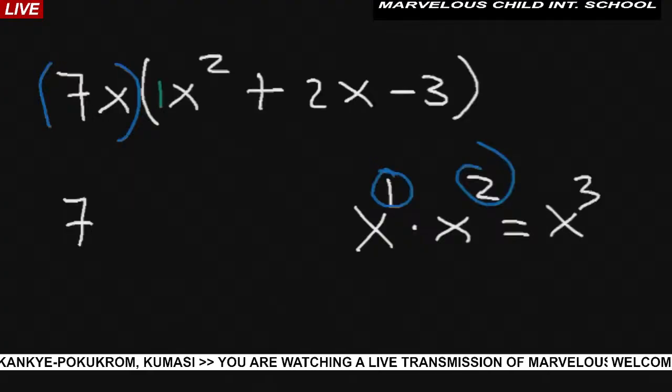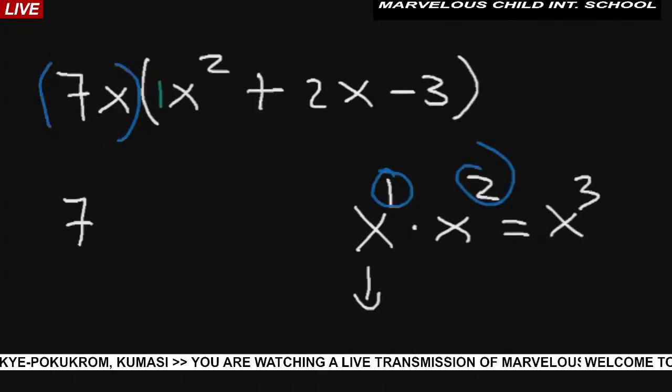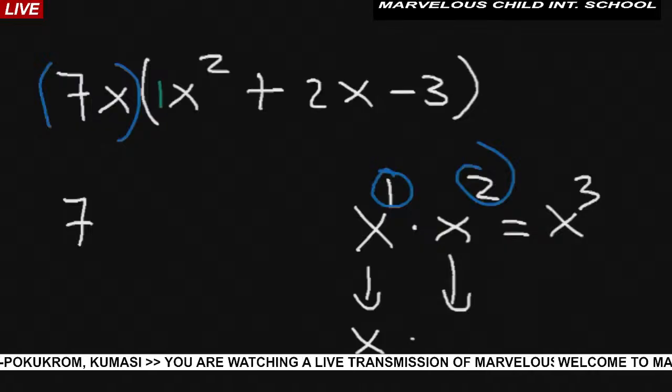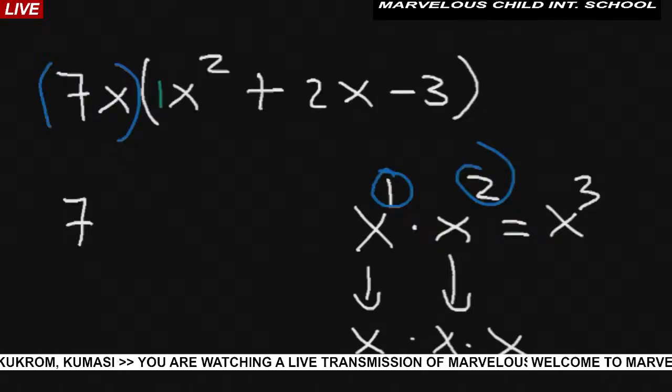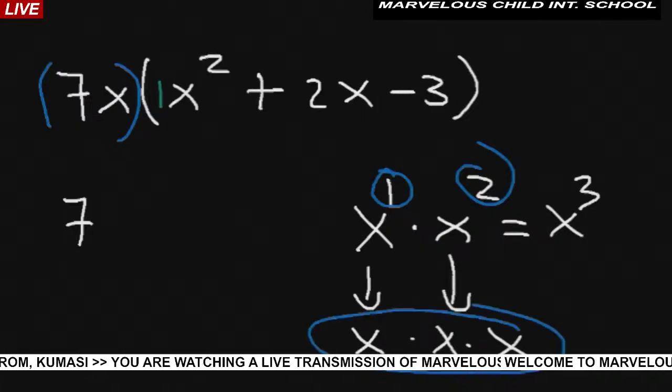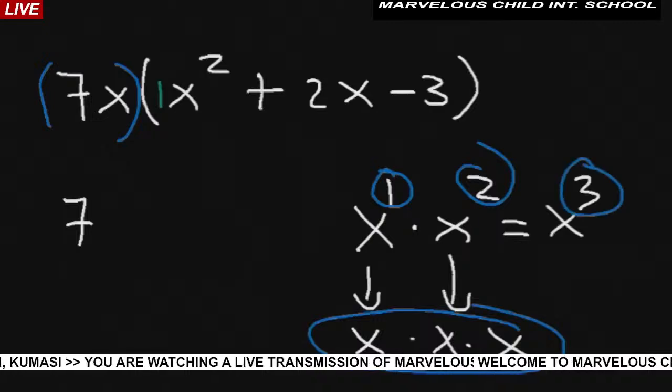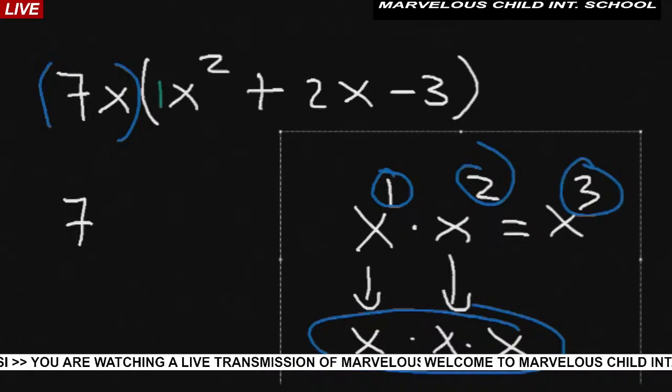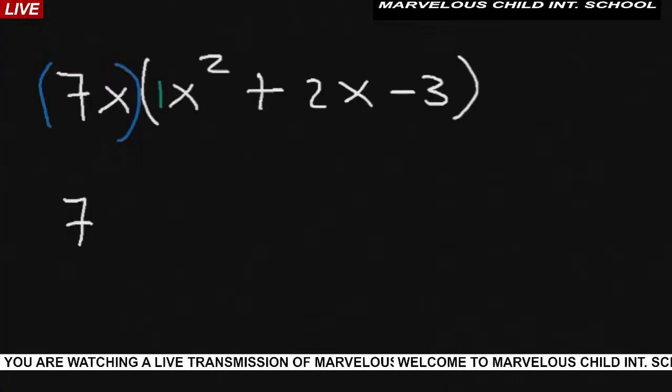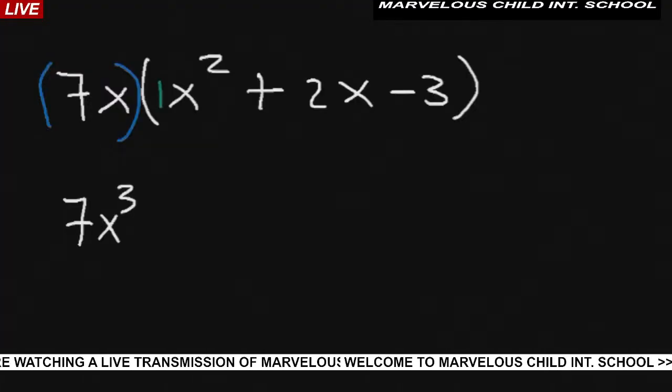So this is x cubed. X to the first power is simply x. X squared is x times x. Together, you have a total of 3 x's multiplied to each other. That's why it's x cubed. Therefore, 7x times x squared is 7x cubed.